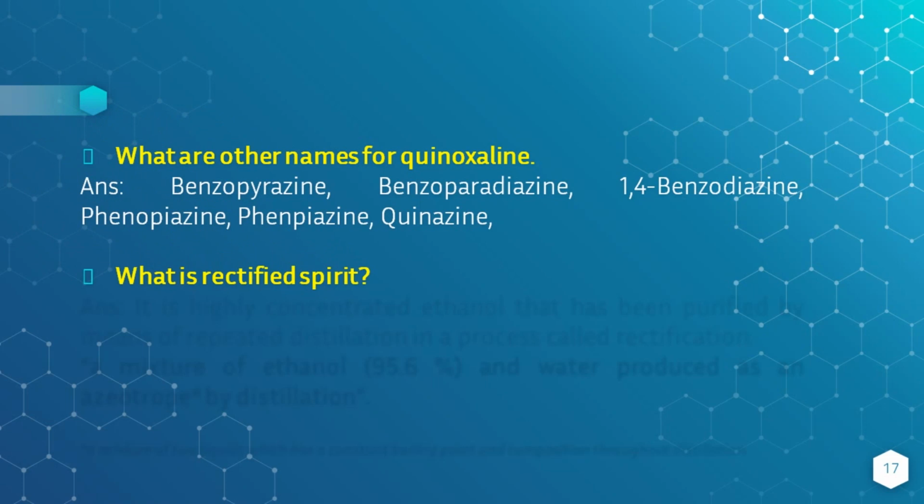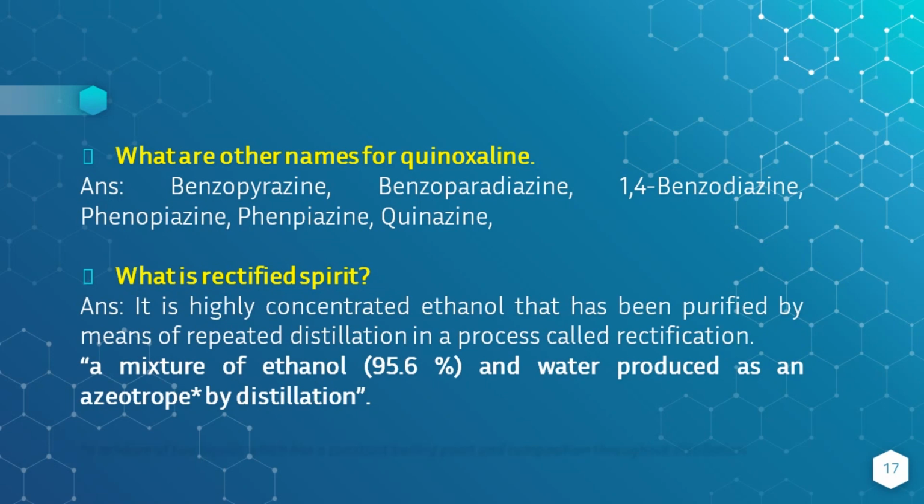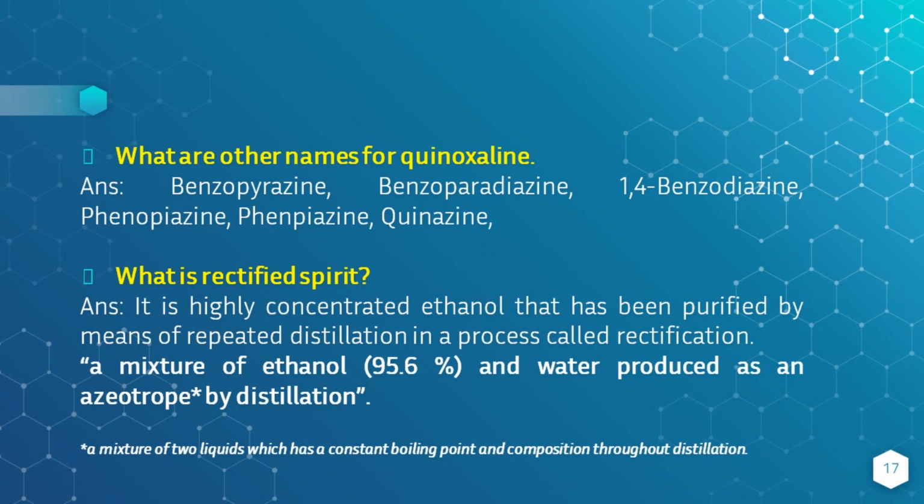Okay, so in the procedure we have used rectified spirit. So what is rectified spirit? It is highly concentrated ethanol that has been purified by means of repeated distillation in a process called rectification. So rectified spirit is actually a mixture of ethanol and water produced as an azeotrope by distillation. So again, what is an azeotrope? It is a mixture of two liquids which has a constant boiling point and composition throughout the distillation.